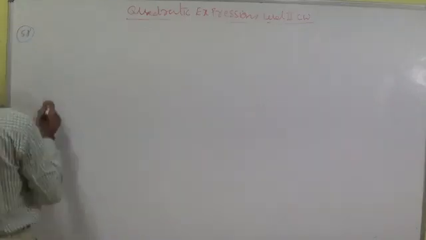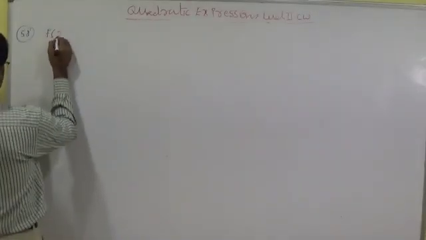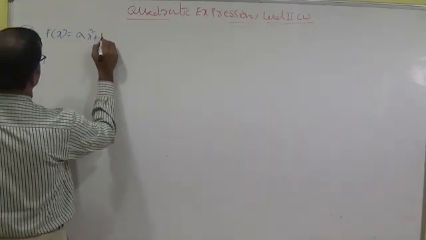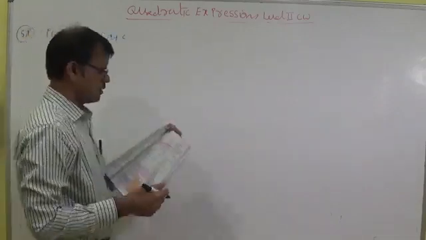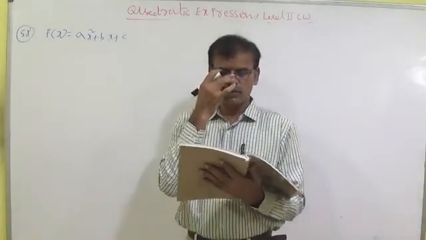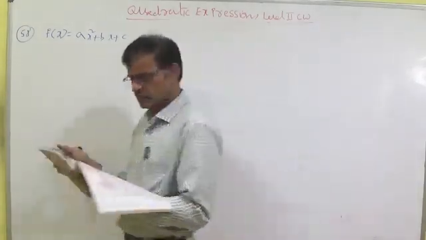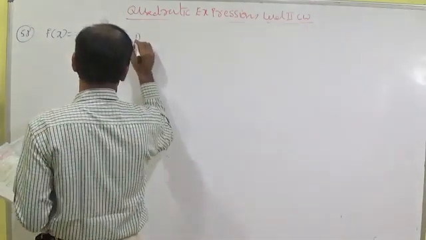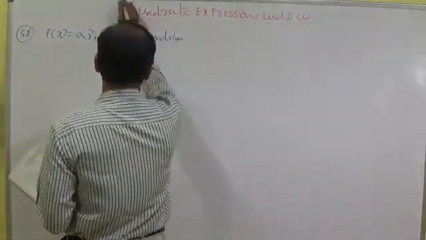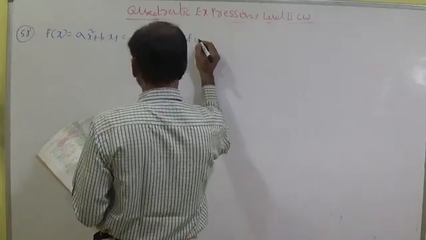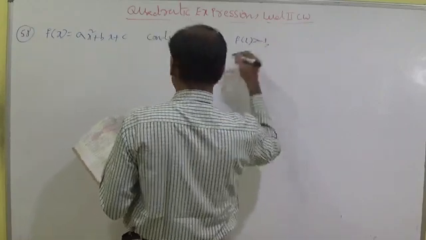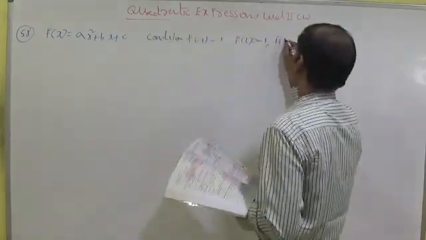F of x is equal to ax square plus bx plus c. If f of minus 1 is less than 1, f of 1 is greater than minus 1, and f of 3 is less than minus 4, then what is the value? No need to put 1 here. The condition is f of minus 1 less than 1, f of 1 greater than minus 1, f of 3 less than minus 4.